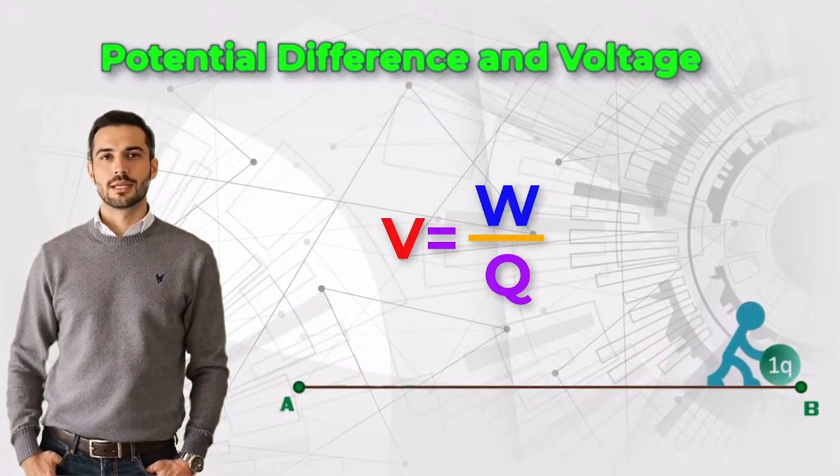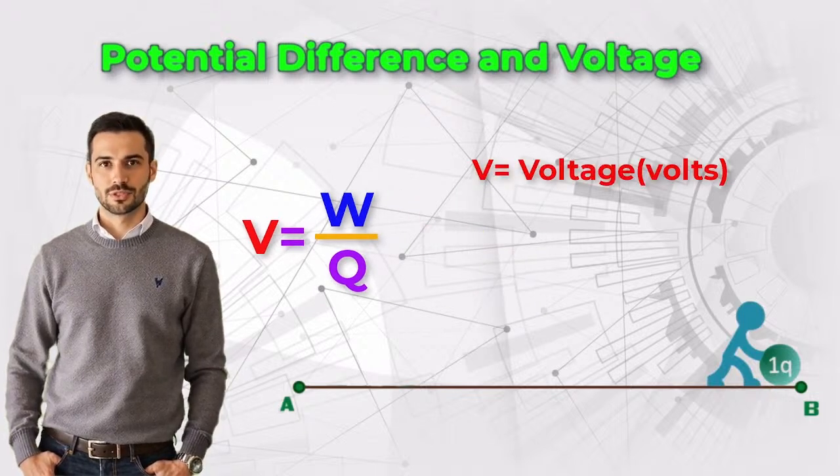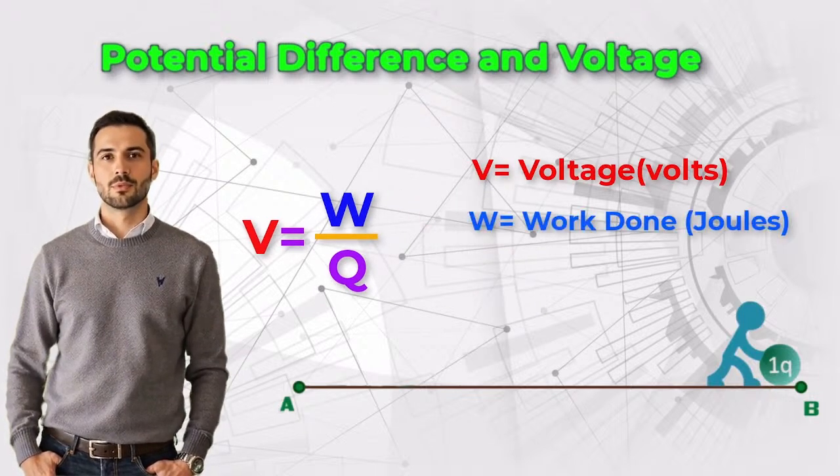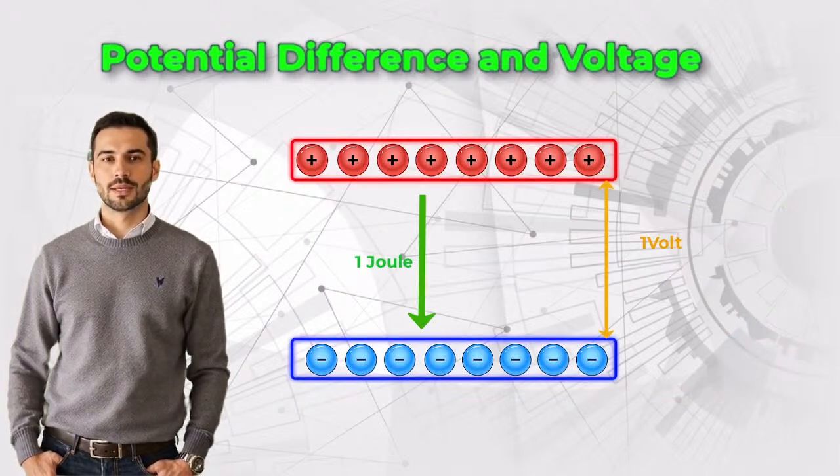Formula of voltage is V is equal to W over Q. V is voltage, in volts. W is the work done, in joules. Q is the charge, in coulombs. So, we can define 1 volt as the potential difference required to move 1 coulomb of charge by doing 1 joule of work.